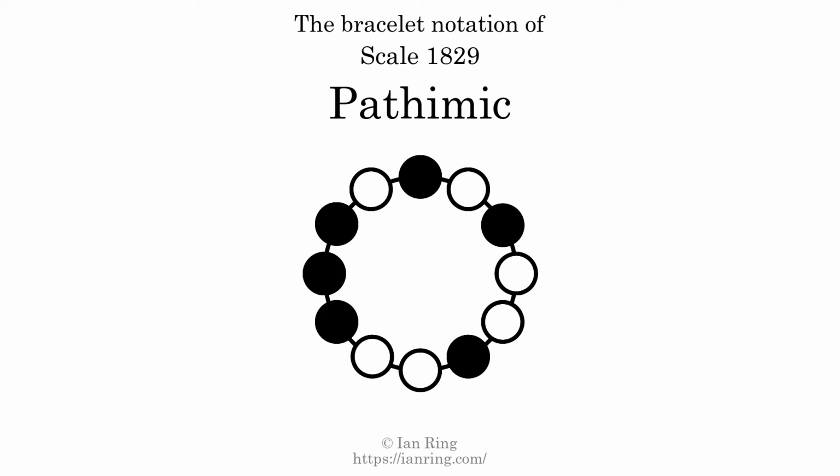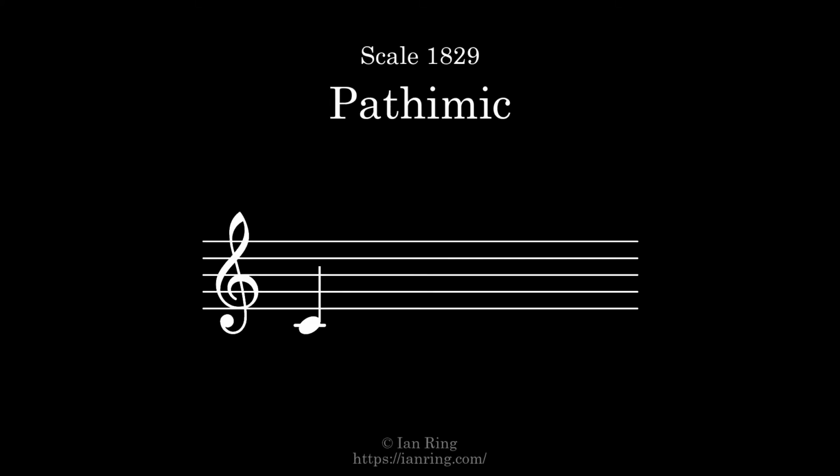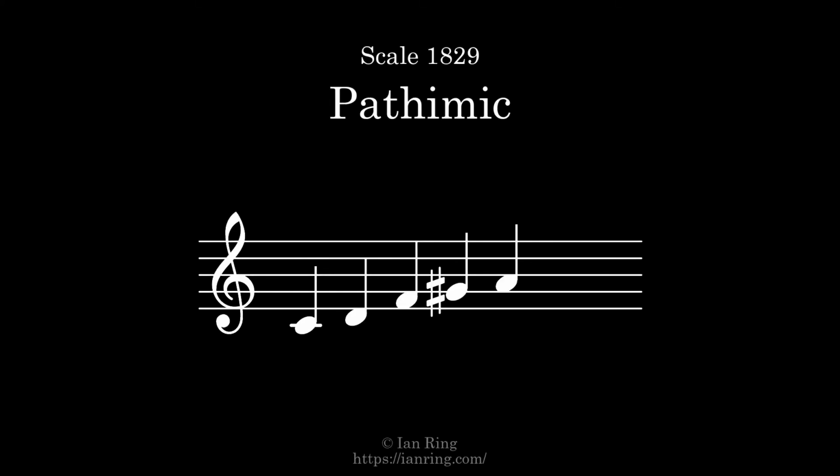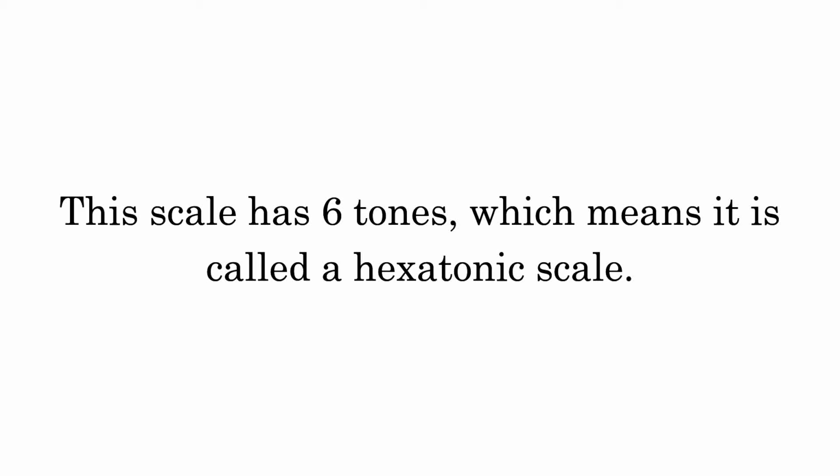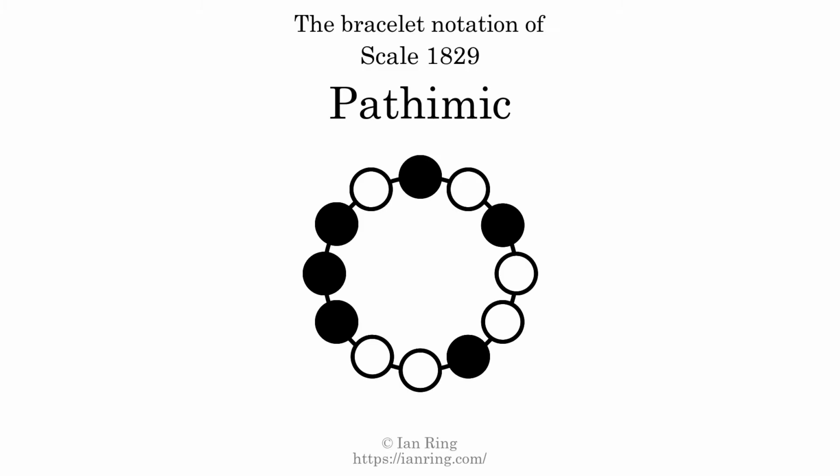1829, Pathimic, which sounds like this. This scale has 6 tones, which means it is called a hexatonic scale. This is a bracelet notation diagram of scale 1829. The shaded circles represent tones that appear in the scale, and they are read clockwise, starting at the top.